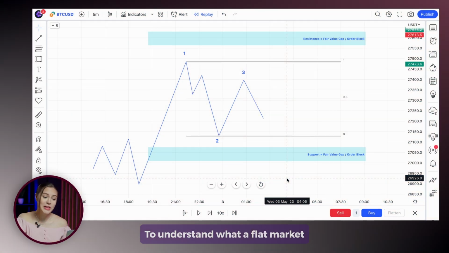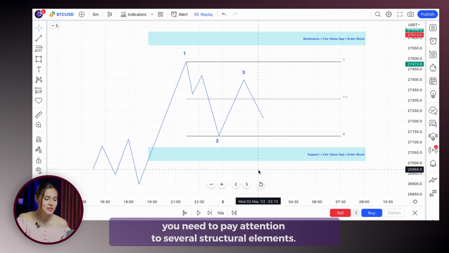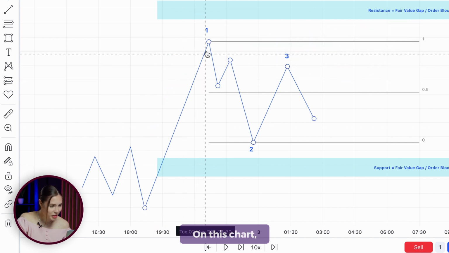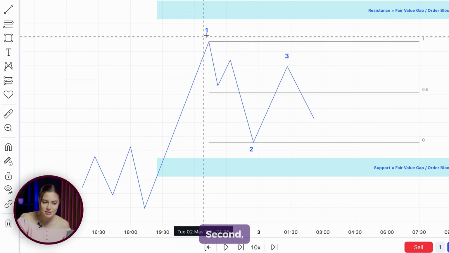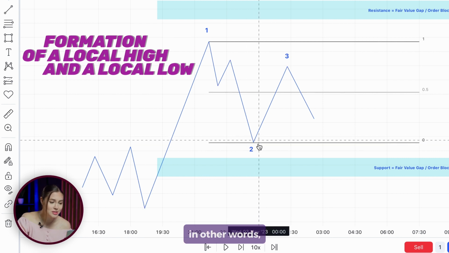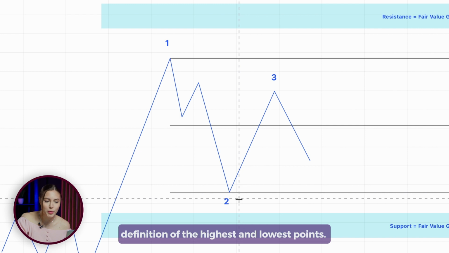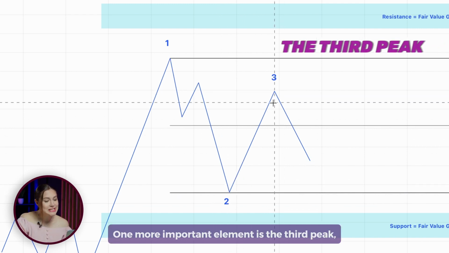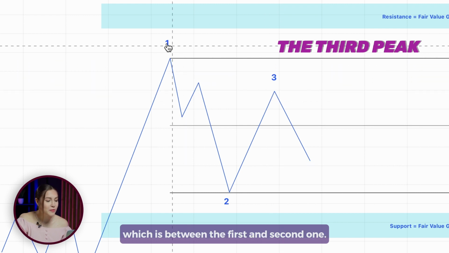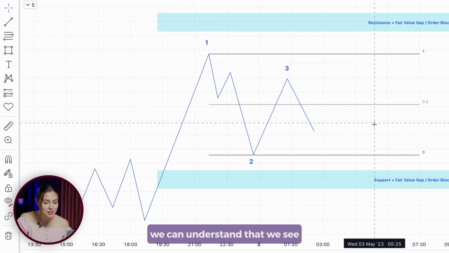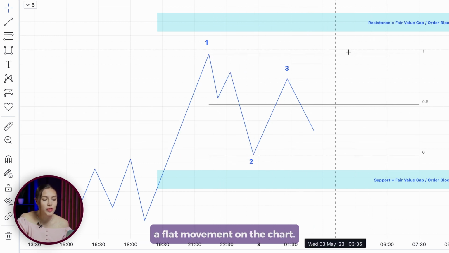To understand what a flat market actually is and how it works, you need to pay attention to several structural elements. First, movement. On this chart, this is an upward movement. Second, formation of a local high and a local low. In other words, definition of the highest and lowest points. They set the flat market borders. One more important element is the third peak, which is between the first and the second one. It's only when the third peak forms that we can understand that we see a flat movement on the chart.